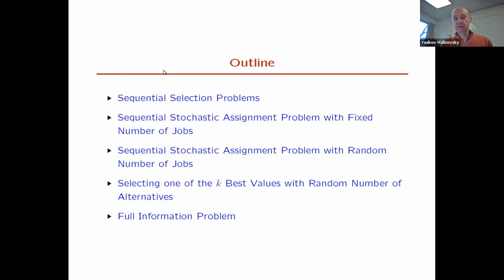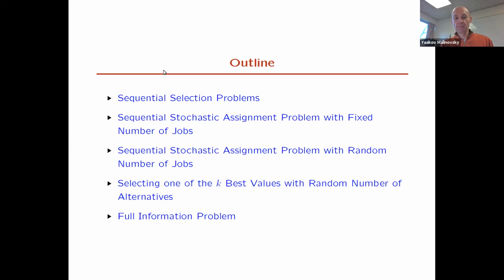In this case, we need an extension of the sequential stochastic assignment problem from the fixed horizon case to a random horizon. Generally, this problem was solved by a different method in the literature, but our contribution here is also that we're going to show that the sequential stochastic assignment problem with random horizon has, as a particular case, the fixed horizon, by an appropriate translation. And then I will demonstrate this method on some example. An example is the selection of k best values with a random number of alternatives.